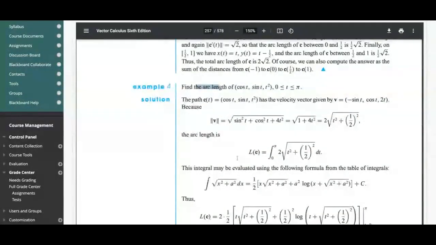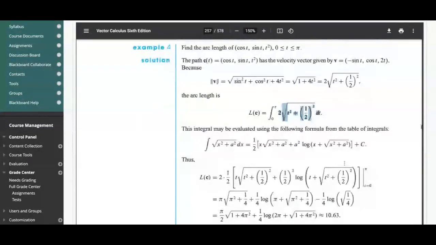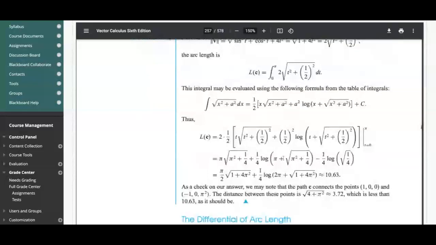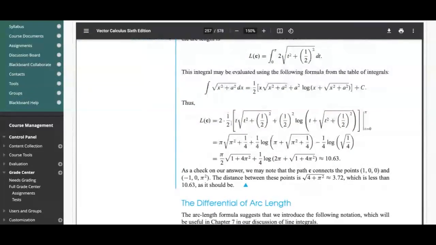Well, we need to find the velocity vector, which is negative sine t, cosine t, 2t. Then we find its magnitude. Right, we get a function of t. Then we put it in the arc length formula. Then we try to integrate. In the end, we calculate. So in the end, it's about 10.63.